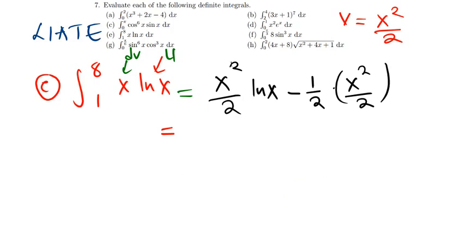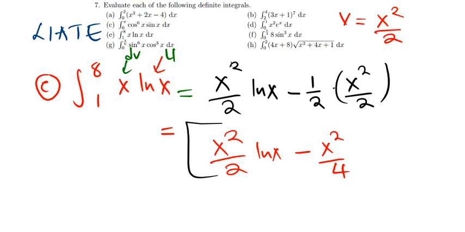Obviously on the next step you have x squared over 2 natural log of x, then minus x squared over 4. Yeah, that's what we have at that point. Very interesting, right? Then you can now substitute in what you need to. Okay, so you've got x squared natural log of x minus x squared over 4. Then you've got 8 and 1.